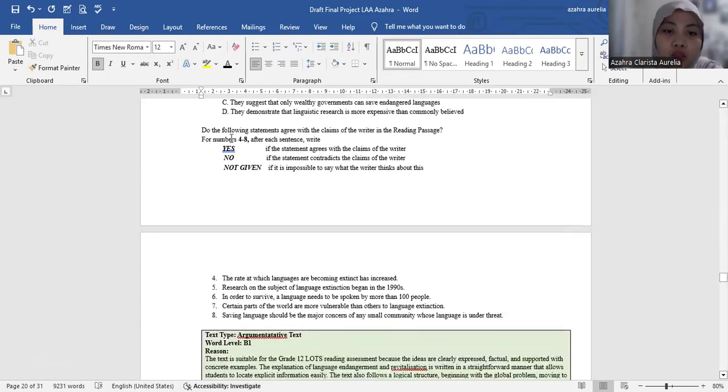And then I also add true, false, or not given type of questions because in this part the students have to compare statements within the text, and the benefit is it will improve their precision and exam readiness.